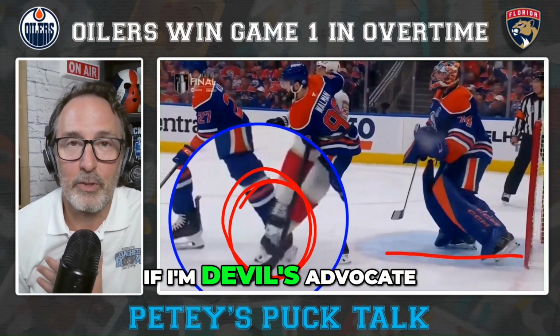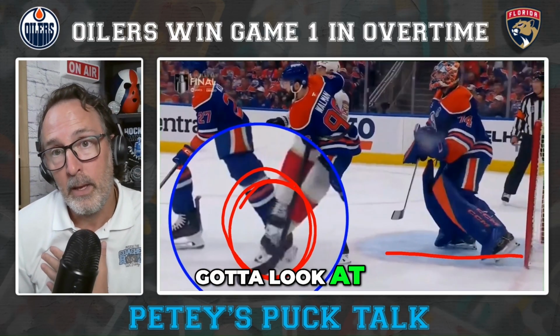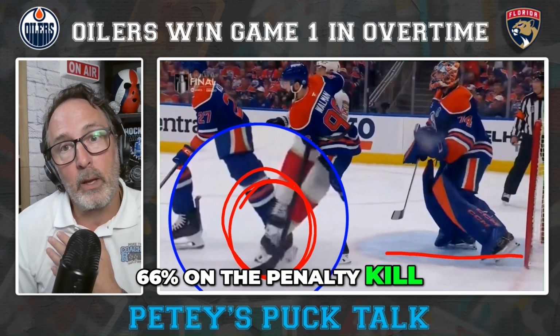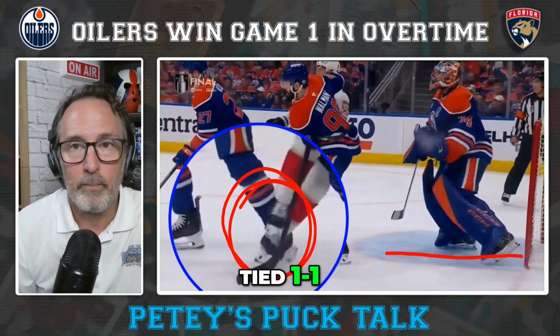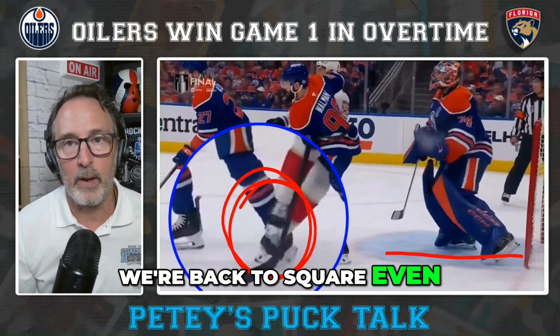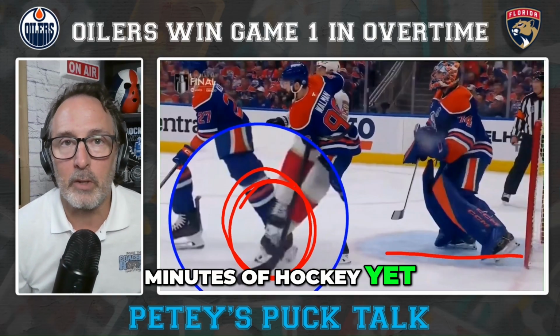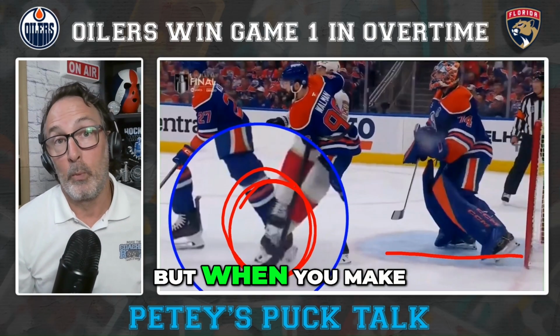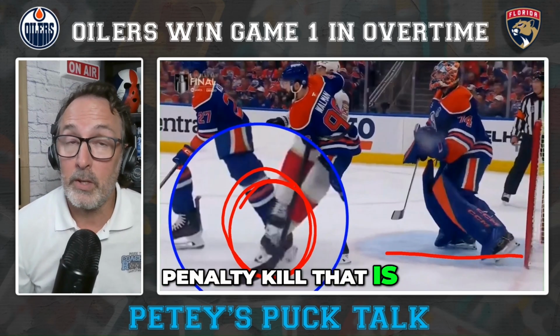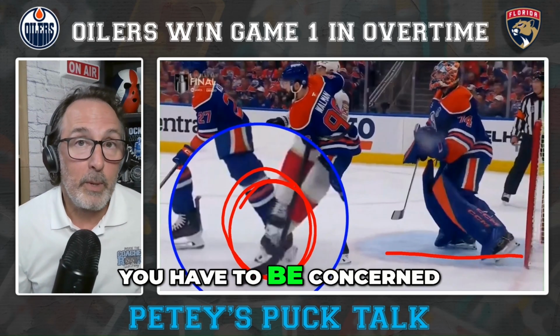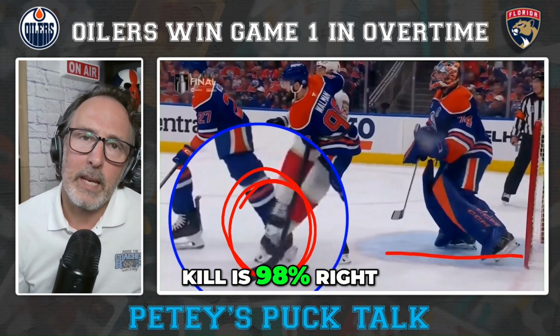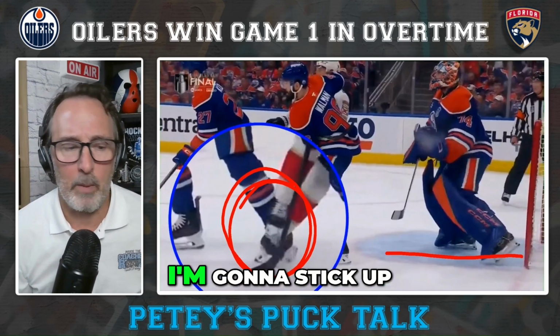If I'm devil's advocate, there are a couple other things you've got to look at. The Edmonton Oilers are 66% on the penalty kill. Right now, it's 10 minutes into the game, and worst case, it's tied 1-1. We're back to square even, and we've got 50 minutes of hockey yet to play. We're okay. But when you make this call on a penalty kill that is right now killing at 66%, you have to be concerned. If your penalty kill is 98% right now and you're going, hey, we're going to kill this anyway, I'm going to stick up for my goalie.